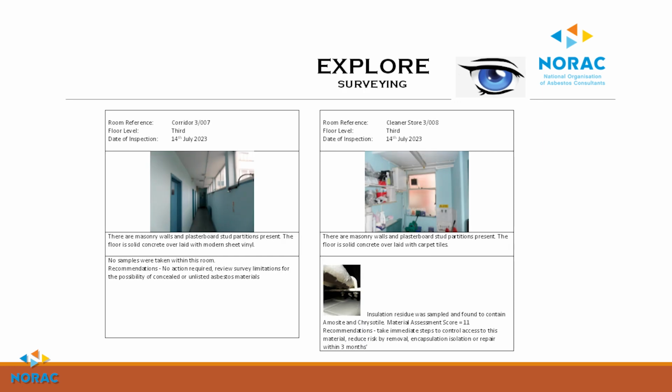Right, we're on the third floor now. Corridor, again, nothing really to report with that one. Same issues. However, the cleaner store, this is where we found the thermal debris in the ceiling. So we managed to get in there and take a sample. And that did come back as positive, got amosite and chrysotile in it. Obviously, that gives you quite a high material score, so it is something that the client needs to deal with very quickly.